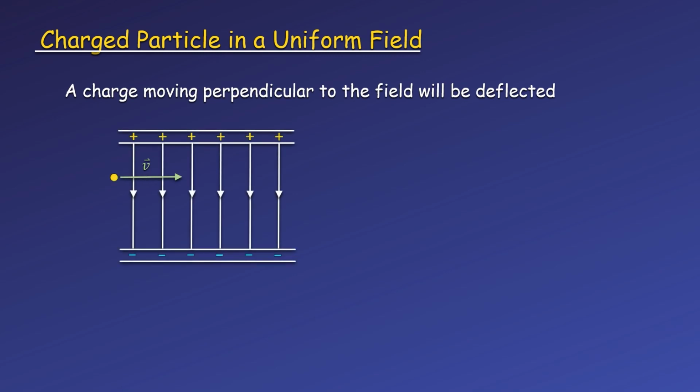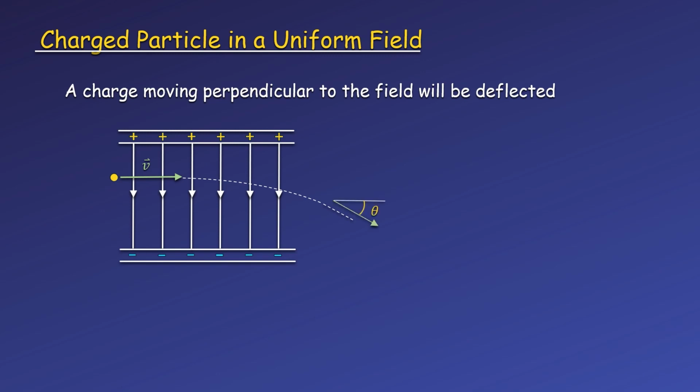But now we'll fire the charge very quickly and perpendicular to the electric field lines. The charge will be deflected toward the negative plate as it would before, but if the charge is moving fast enough, it will escape the electric field and leave the capacitor at an angle.